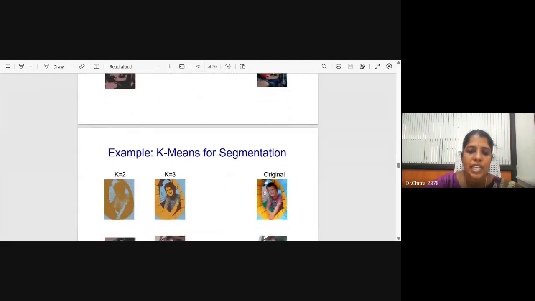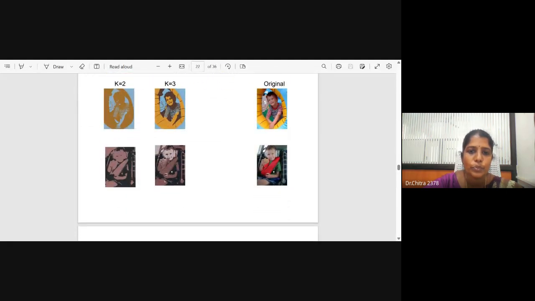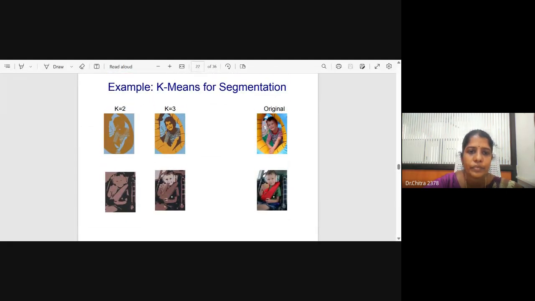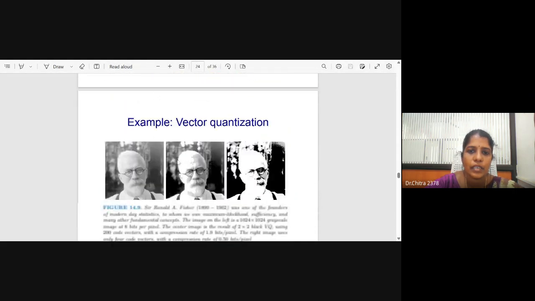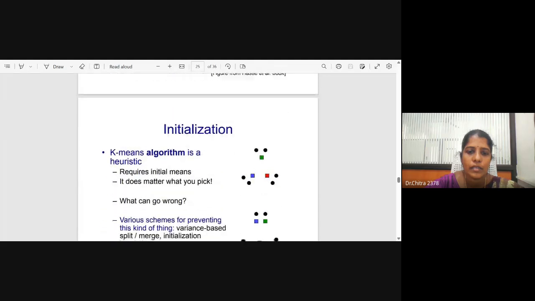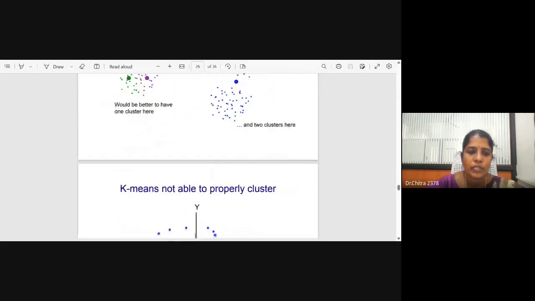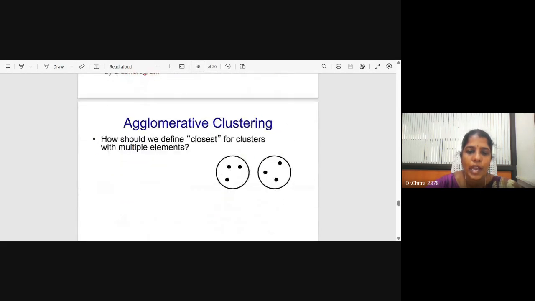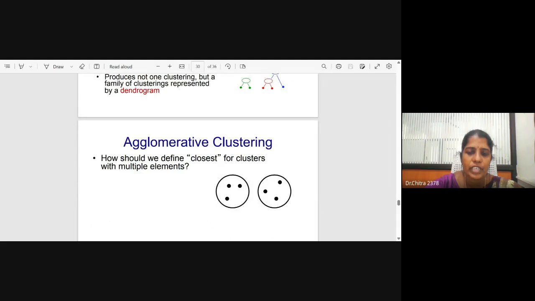K-means clustering is mainly used for segmentation problems. If you give K equal to 2, there are only 2 partitions, the yellow shape as well as blue. Here, if you give K equal to 3, it is divided into 3 partitions. You know the concept of the K-means clustering algorithm. And the next one is the agglomerative clustering algorithm.